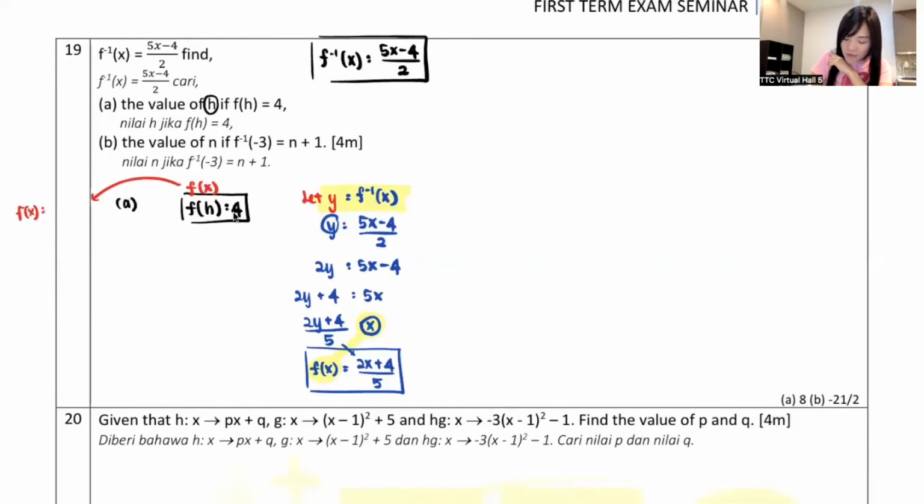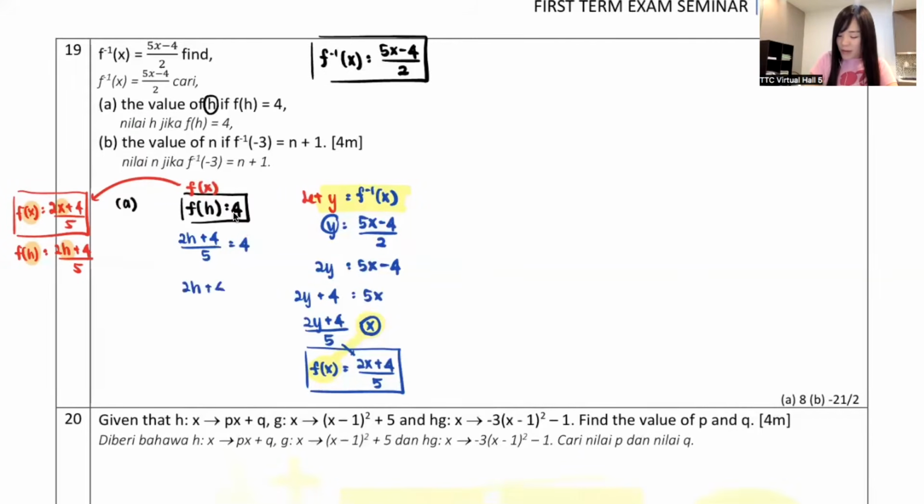You guys already know your f x equation is 2x plus 4 over 5. And now again, what they want you to do is f h. So if they want you to do f h, remember to change your x to h. Can you see the x become h? This x also becomes h. So on the left side, I'll write 2h plus 4 over 5 equals 4. Move around, and you will get your h answer.